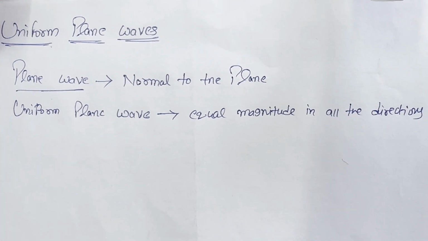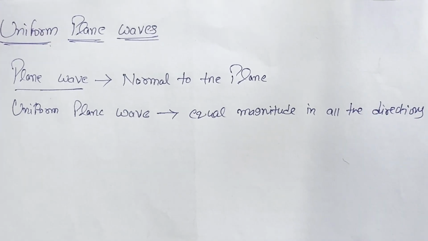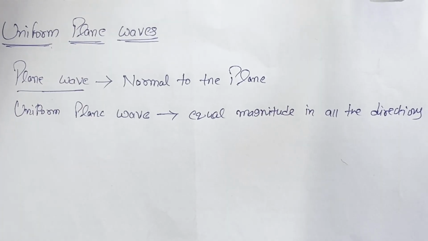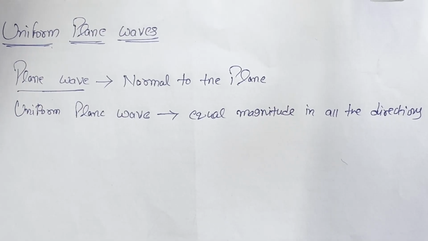Simply, a plane wave is nothing but a wave which is normal to the plane, and a uniform plane wave is nothing but a plane wave which is having equal magnitude in all the directions.